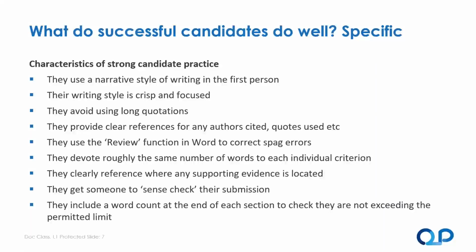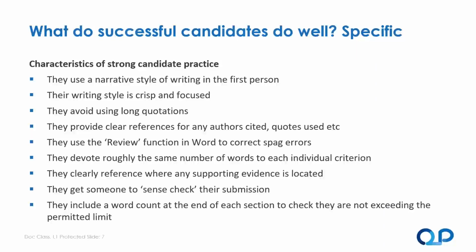The references and quotations are clear. You don't have to use Harvard referencing. You just need to acknowledge the reference. So whether that's Cotter, for example, or Fullen and Boyle, you might just note that. Devote roughly the same number of words to each individual criterion. That's something we do get asked quite often. So there's no hard and fast rule on that, but roughly that's the guidance, roughly the same number of words. And make sure you're referencing where you're using any supporting evidence.